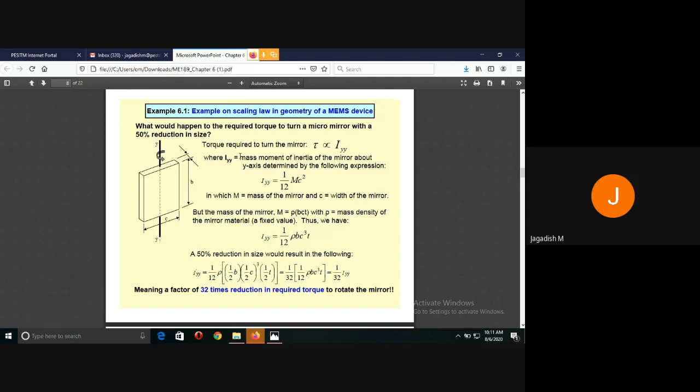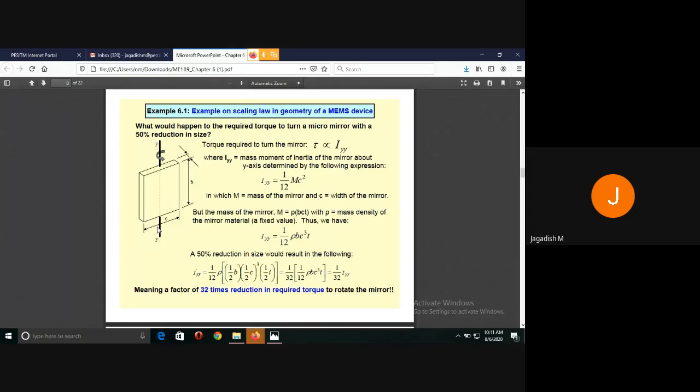Okay, so this is how we calculate. First we'll establish a general relation, that is the torque is proportional to Iyy, where Iyy is the mass moment of inertia of the mirror. It is the moment of inertia of the mirror. So how to relate this Iyy to a mass and the width of the mirror?